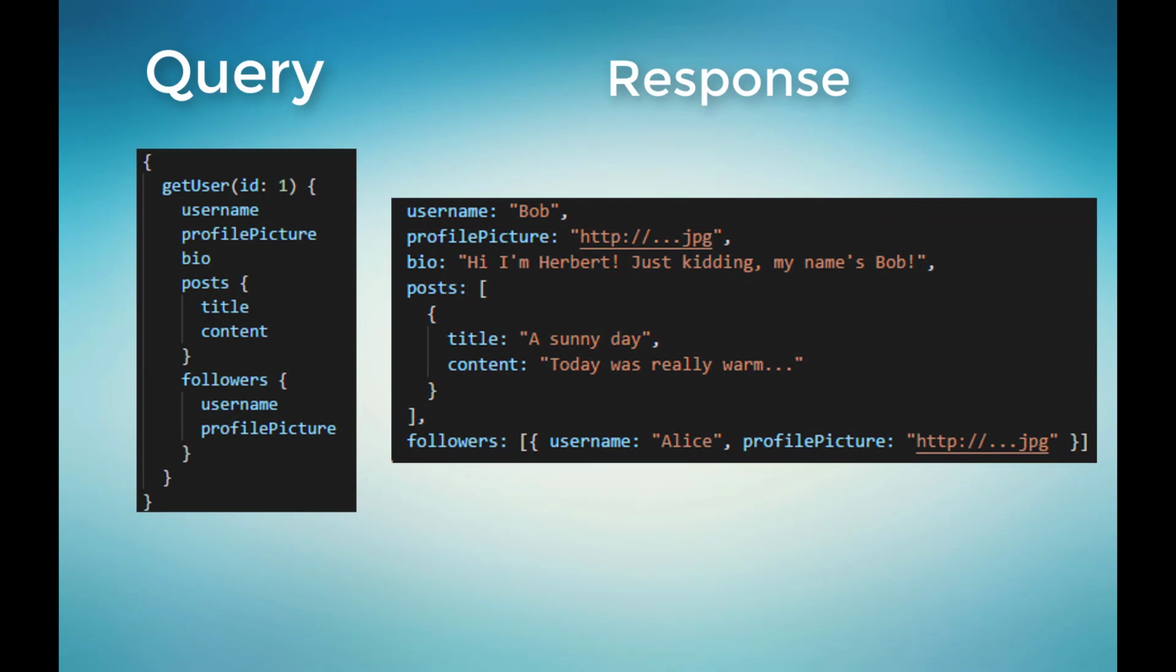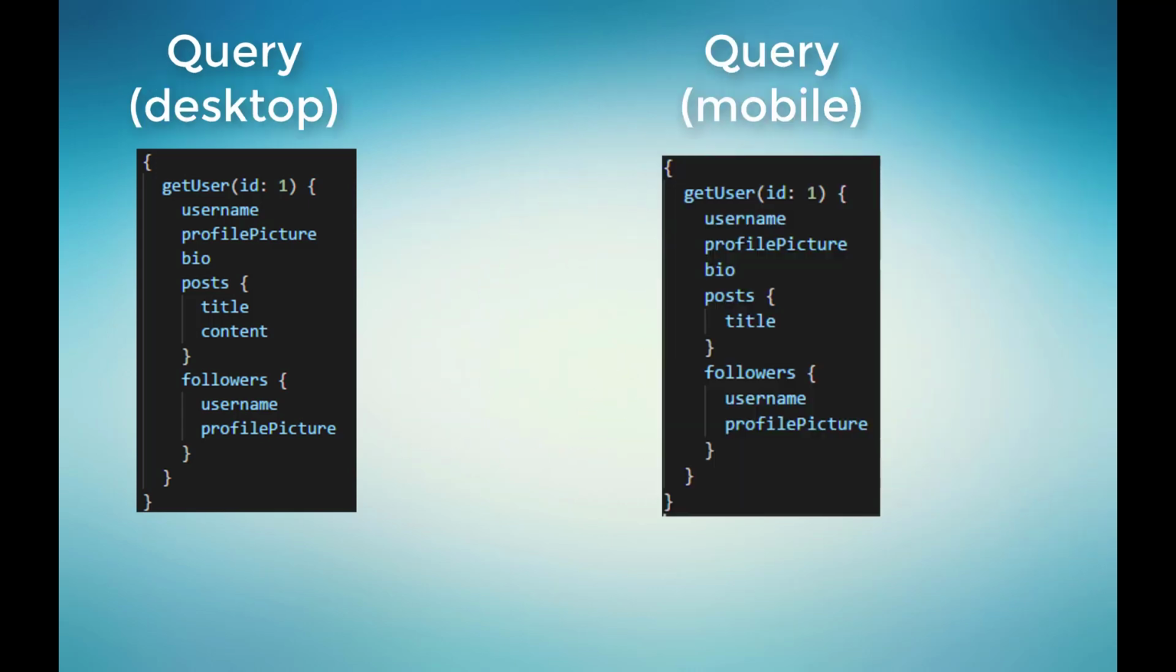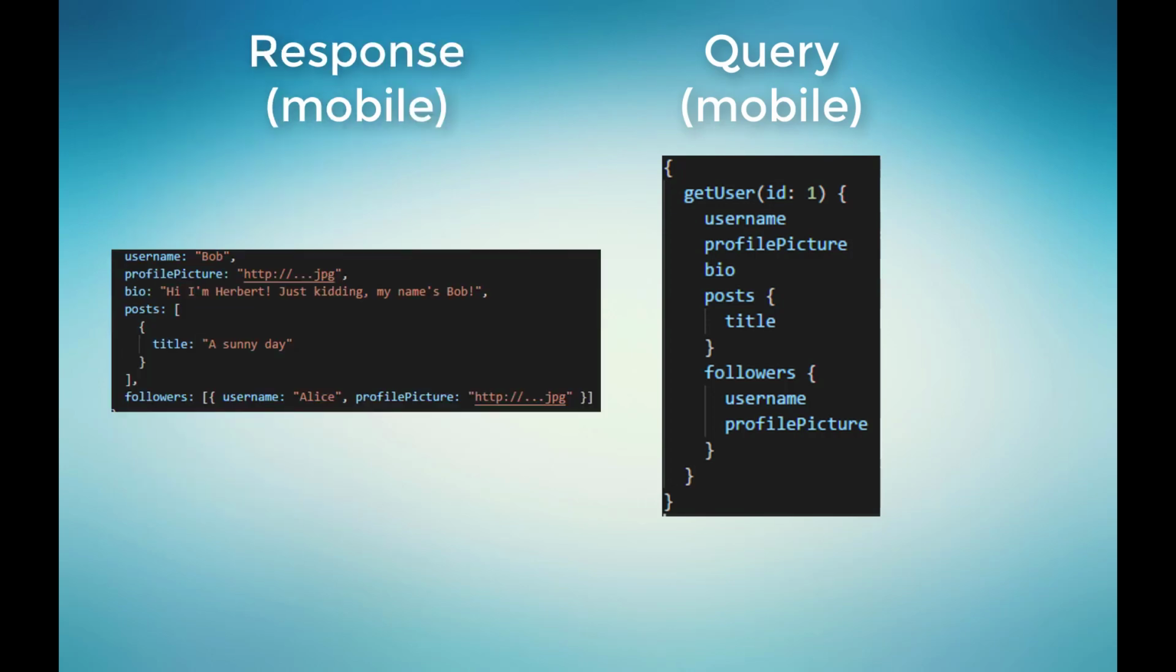So as you can see, we get exactly the data we want. But now let's see how it would look like if we have a mobile client and maybe we don't want to show the content for each post. So this is how our request would look like on the mobile client. As you can see, we removed the content from the post field. Now we just get the same response but without the post content.